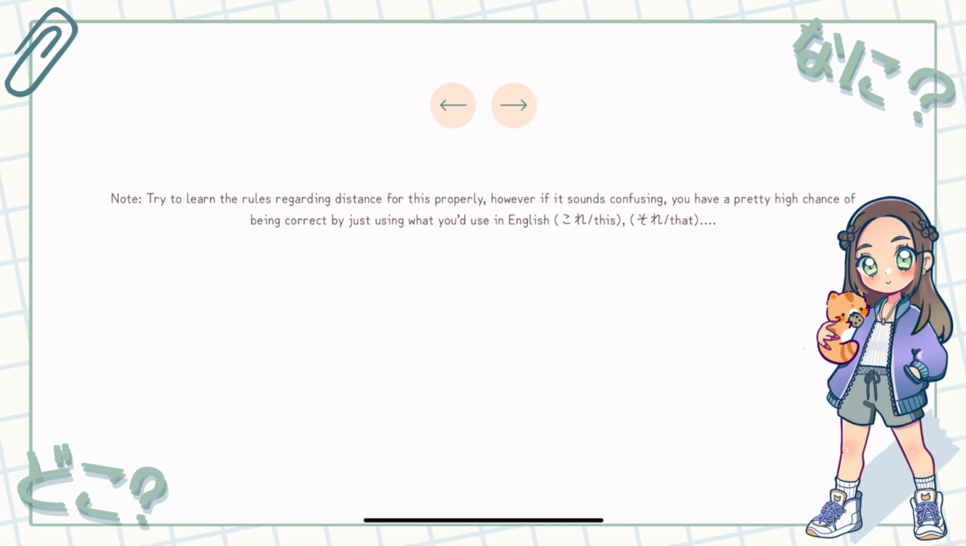Okay, so note, try to learn the rules regarding distance for this properly. However, if it sounds confusing, you have a pretty high chance of being correct by using what you'd use in English. You need to kind of learn this. But if you do not get it perfect to begin with, whatever.